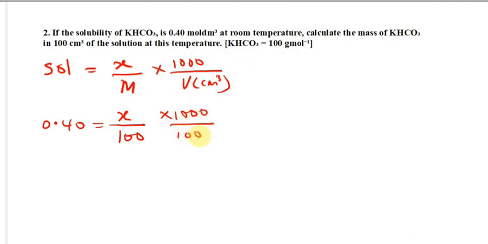So you can cancel out this. This will cancel out this. So we're going to have x is equal to 0.40 times 10, which is equal to what? 4.00 grams. So that's the mass of KHCO3 that is present in 100 cm cube, having a solubility of 0.40.